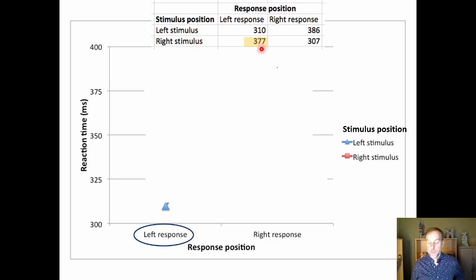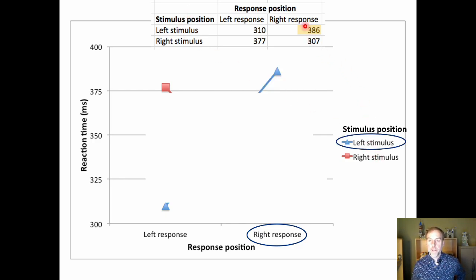It's a right stimulus, so we're going to need a red square, and it's got to be at 377, so right about here. Perfect. Okay, 2 more data points. We've got a right response, so now we're over on this side of the graph. Left stimulus means it's a blue, what did I press? Blue triangle, and it's at 386, which is right there.